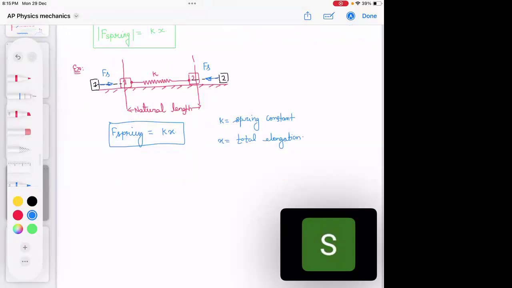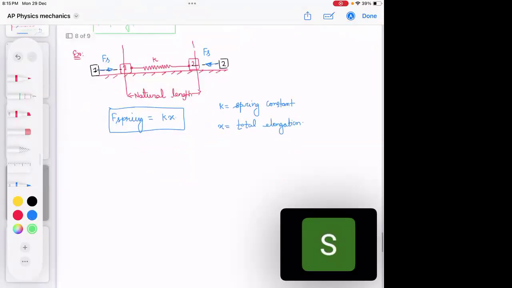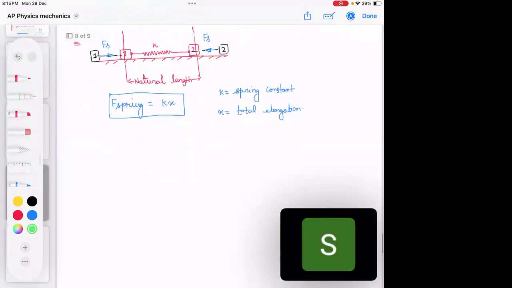Now, please tell me one thing. What are the factors on which K depends? Please tell me. Stiffness of a spring will depend on what factor? Can anyone tell me?